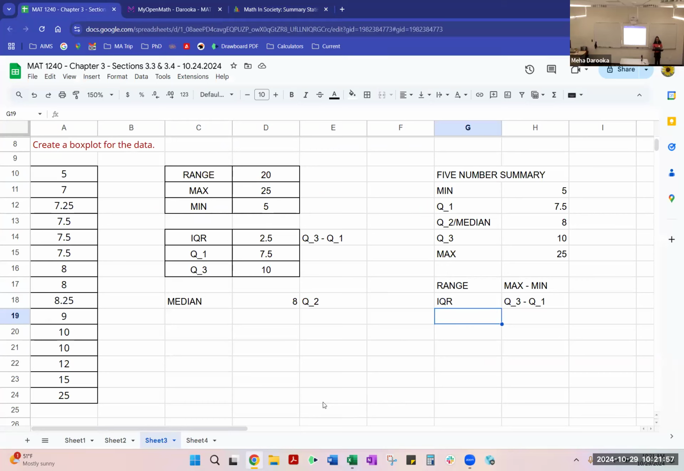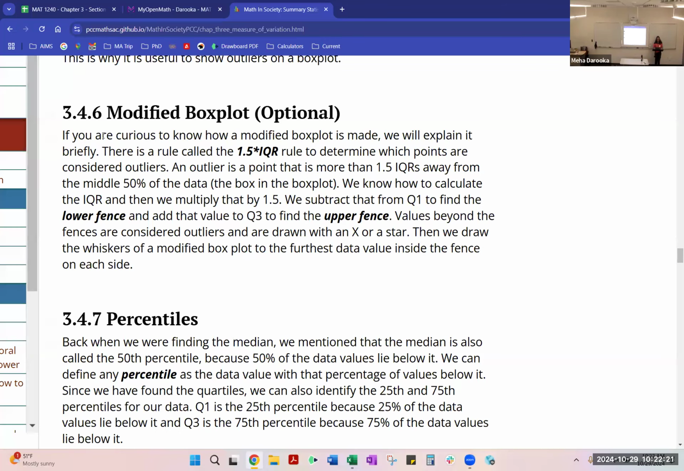So think about our data set over here. We have our IQR, which was 2.5 here. What if we took 1.5 and multiplied that with IQR? In this case, we would say 1.5 times, and then our IQR was right here, so I'm just going to click on that cell. You can see it comes out to be 3.75. And then remember what they're saying: subtract that number from quartile 1 to find the lower fence and add that number to quartile 3 to find the upper fence.